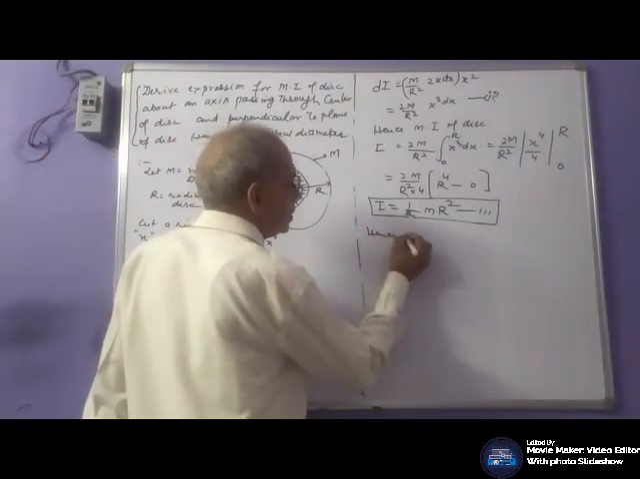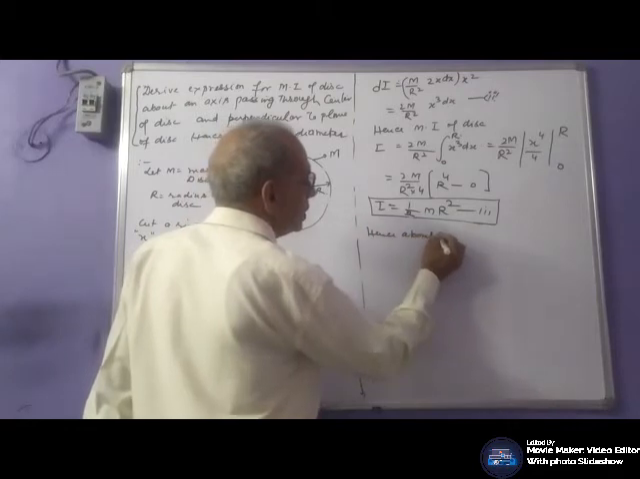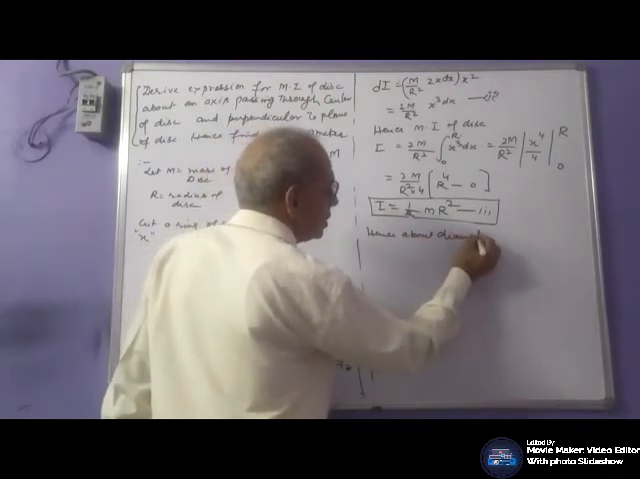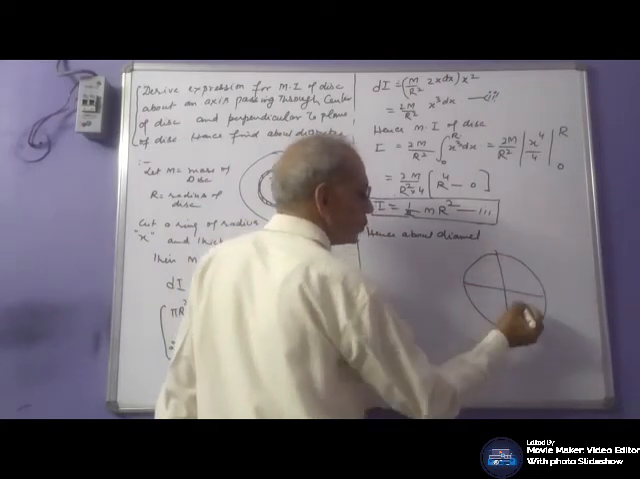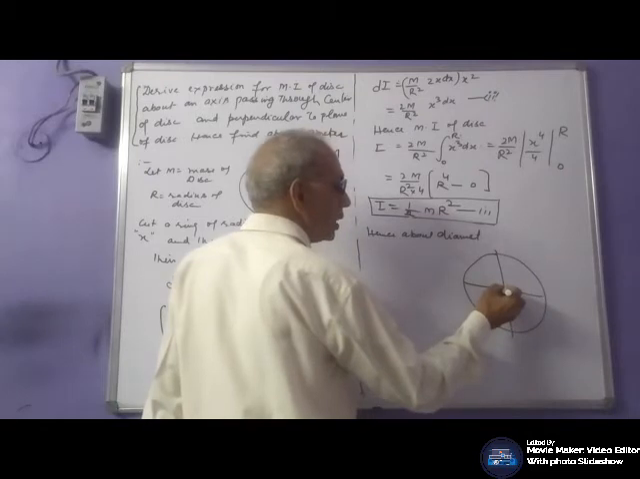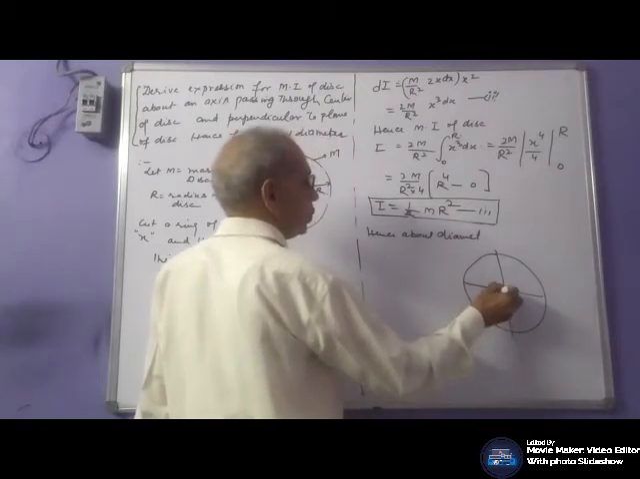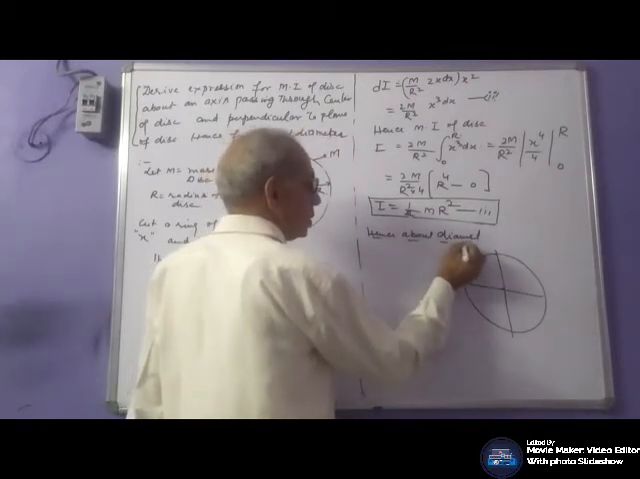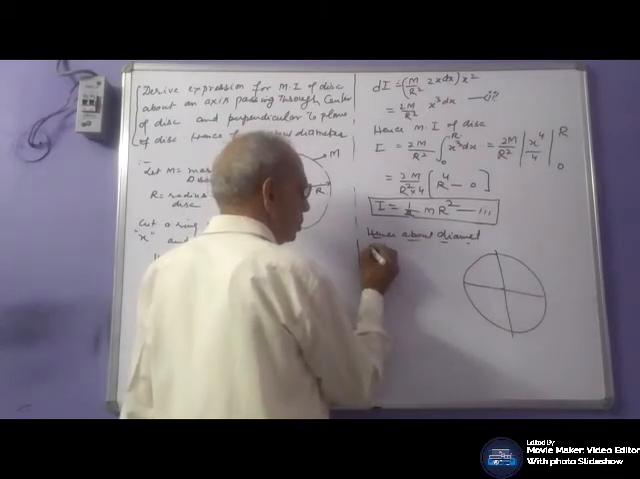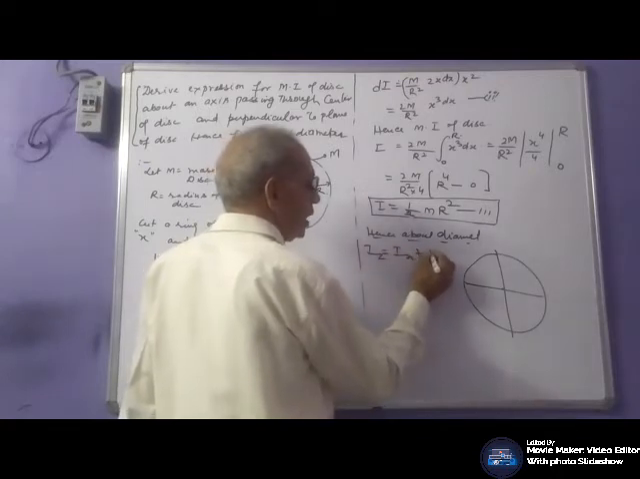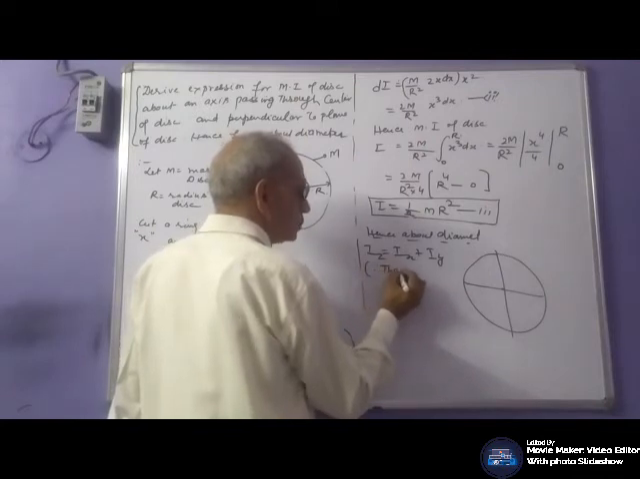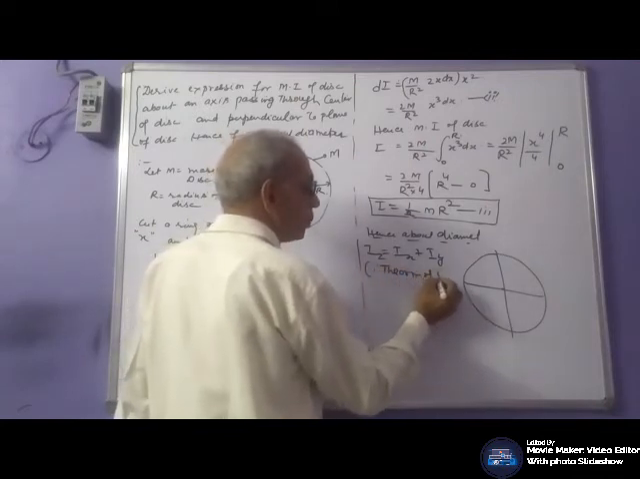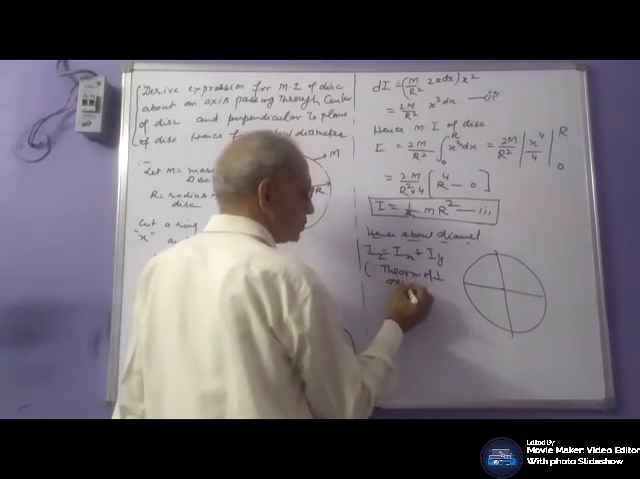Hence, about diameter. So this is disk, this is diameter, this axis is Z. IZ is IX plus IY. This is what the theorem of perpendicular axis says.